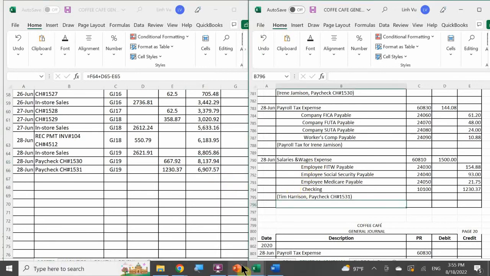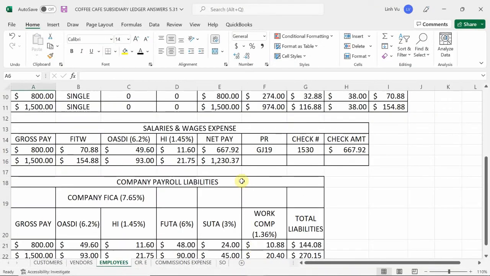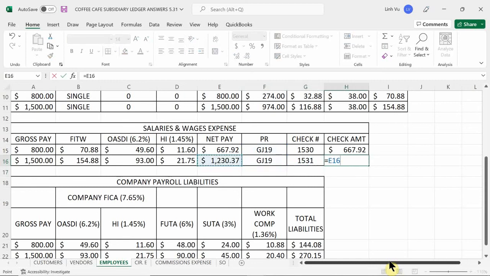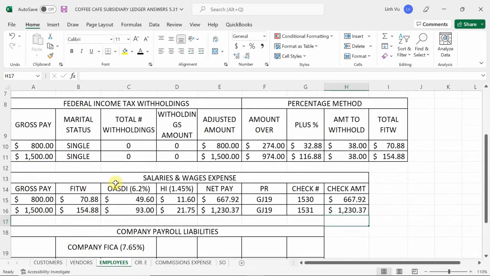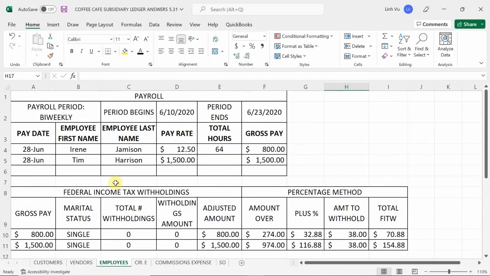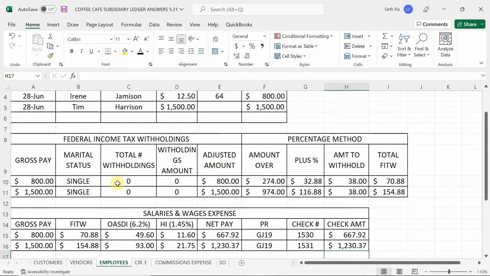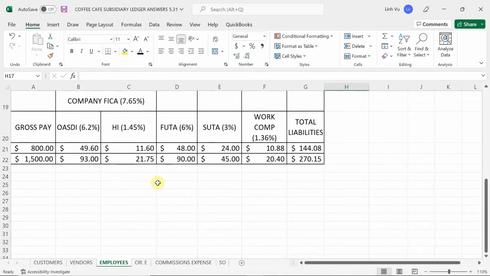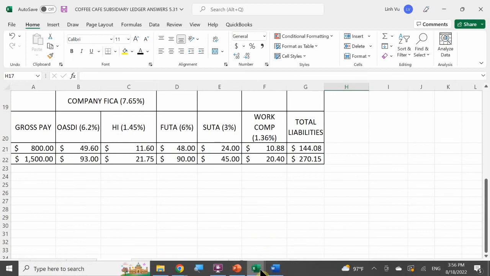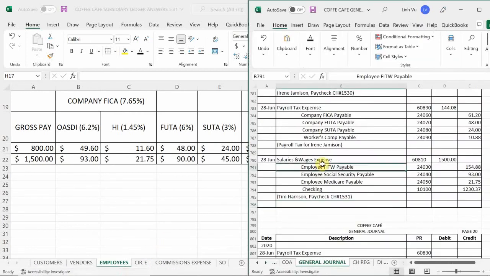Okay, and let's update Tim here with our journal. He wrote check number 1531 for the total amount of $1,230.37, just so we keep track of his paycheck. That's the only thing you have to do in the subsidiary ledger because they're not independent. Well, they already have their own sheets, right? So now we need to plug in the company's responsibility for having Tim as an employee.